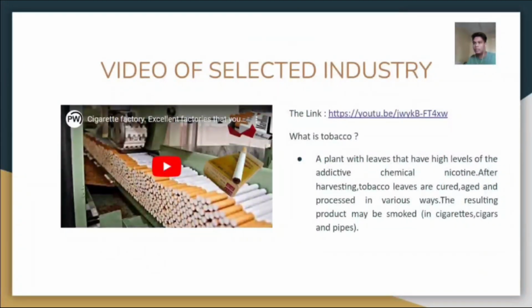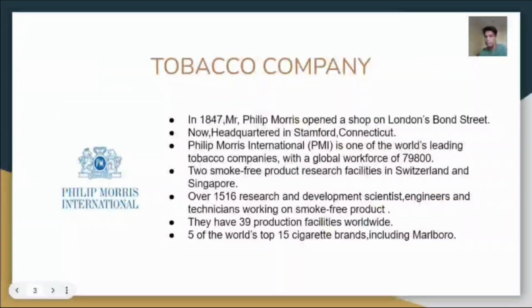So what is tobacco? Tobacco is a plant with leaves that have a high level of the addictive chemical nicotine. After harvesting, tobacco leaves are cured, aged and processed in various ways. The resulting product may be smoked in cigarettes, cigars and pipes.